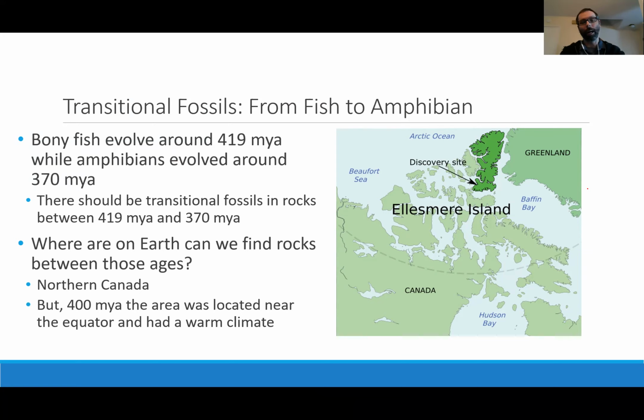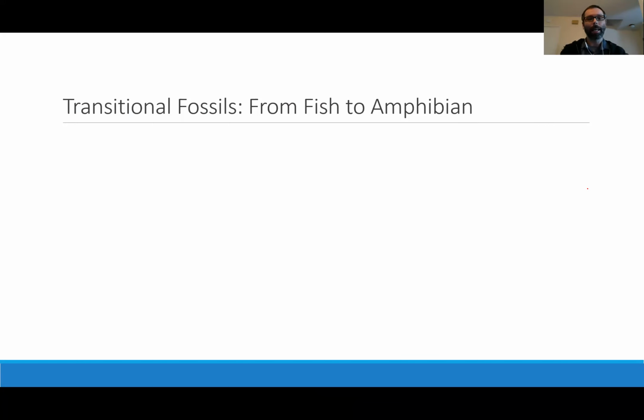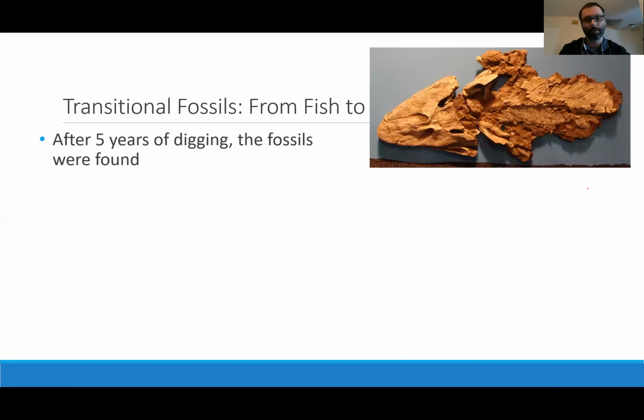So they went to this island and they started to look for rocks that would be about the age that they wanted. And they found this. It took a lot of digging. You can't just imagine going out to the hill next to your house and saying, I'm going to dig and find a very particular thing. This is hard to do. So teams of people went out for years and they found this fossil that you see on the screen.